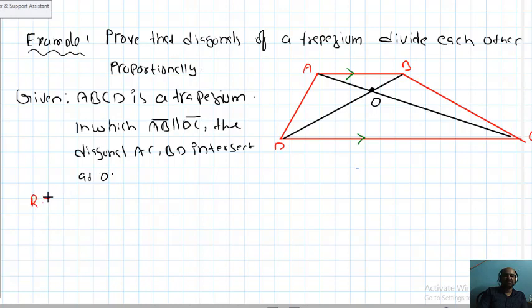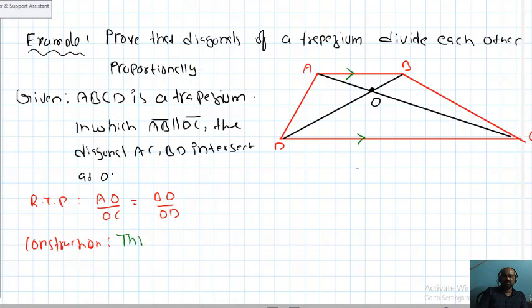RTP means required to prove AO by OC equal to BO by OD. Yeah, you need construction for this. Construction.